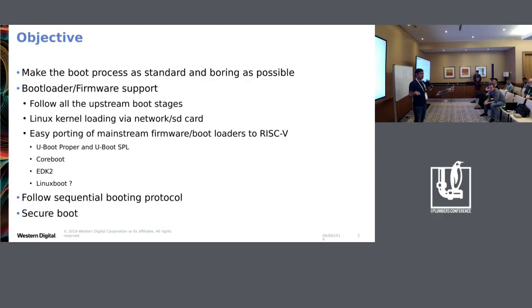The other thing is secure boot, which I don't think we have discussed anything at all, so probably by next year's Plumbers we will have something on secure boot. But for now, we have tried to address the first two points. Secure boot is for future work.